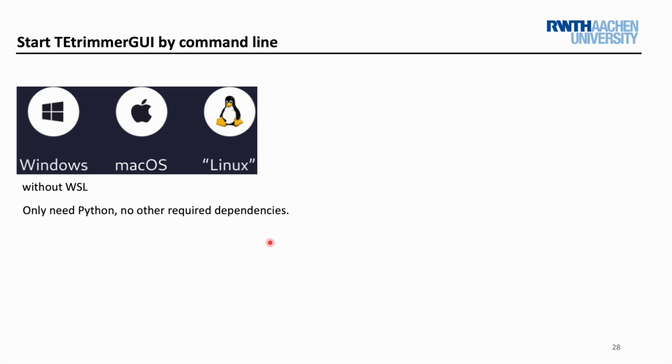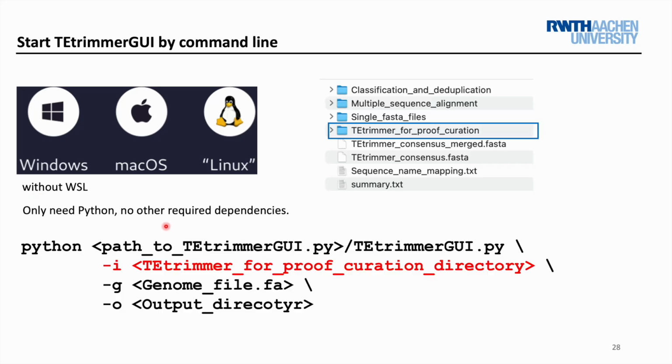Then come to how to use the TEtrimmer GUI to browse, improve or modify your TEtrimmer outputs. Come to the gold standards, the TE consensus sequence or library. Like I said before, you can copy the TEtrimmer GUI folder to any place, Windows, Mac OS, Linux. You do not need to install WSL. You only need Python, and to run this command line.